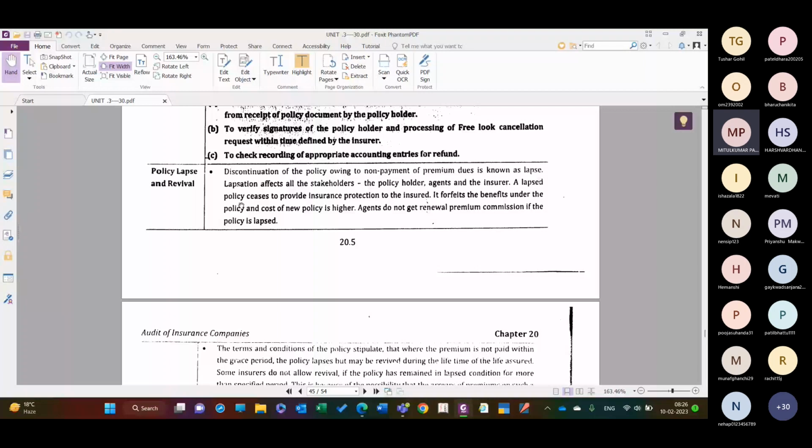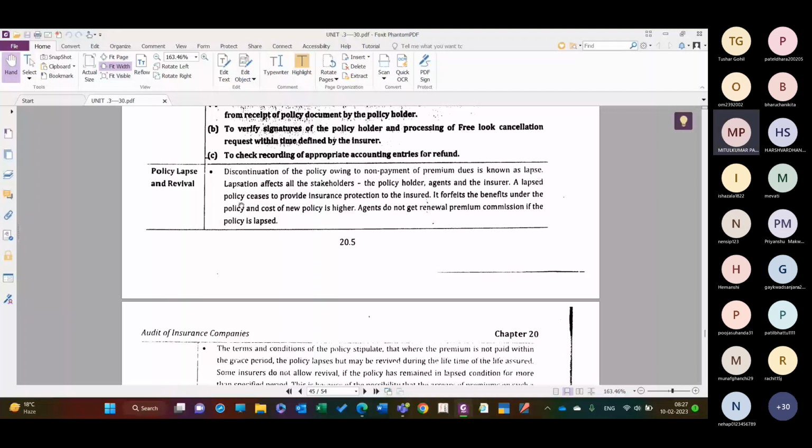So lapsation affects all the stakeholders: the policyholder, the agents, because the agent will not receive the premium, and the insurer. तो इंश्योरेंस कंपनी को प्रीमियम नहीं मिलेगा, उसकी भी सबको नुकसान होगा. A lapsed policy ceases to provide the insurance protection to the insured. जिसने भी इंश्योरेंस लिया है उसको प्रोटेक्शन नहीं मिलेगा. It forfeits the benefits under the policy and the cost of a new policy is higher. The agent does not get the renewal premium commission if the policy is lapsed.